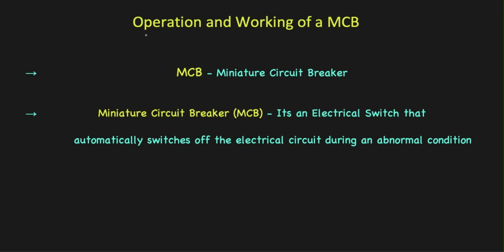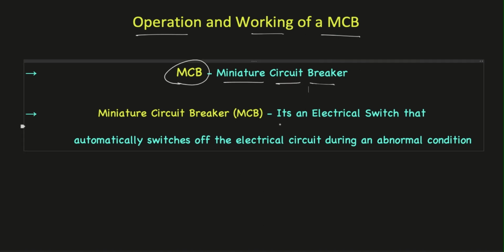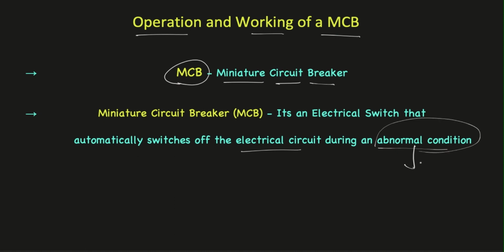In today's video, let us discuss the operation and working of an MCB. The abbreviation of MCB is Miniature Circuit Breaker, and the definition of MCB is it's an electrical switch that automatically switches off the electrical circuit during an abnormal condition. Abnormal condition here is overload and short circuit conditions. In both these cases, MCB automatically switches off the electrical circuit and saves the load from the source.